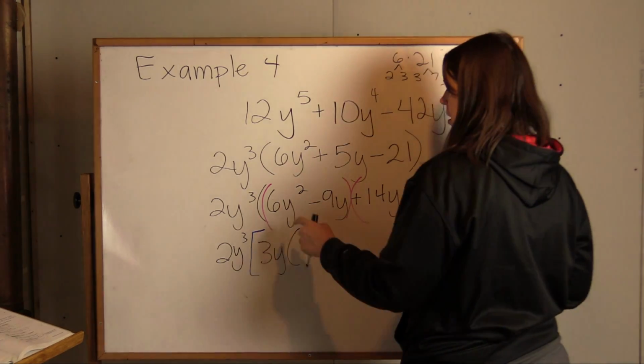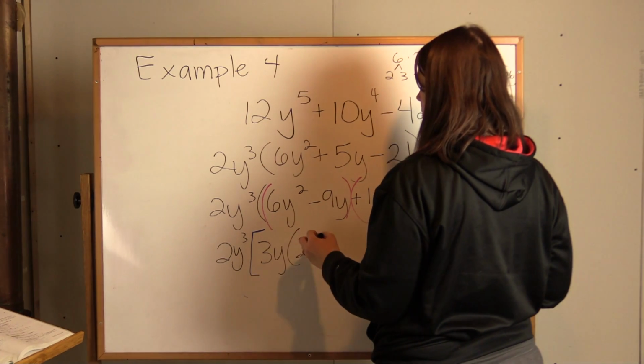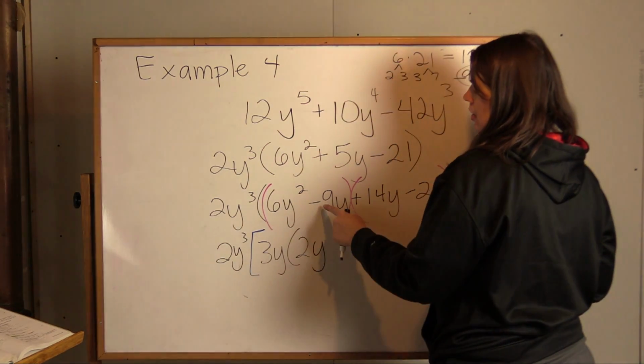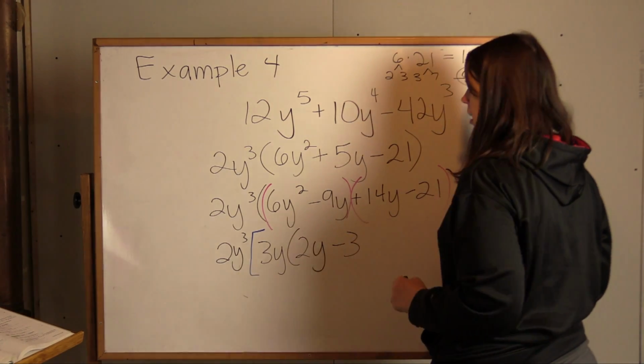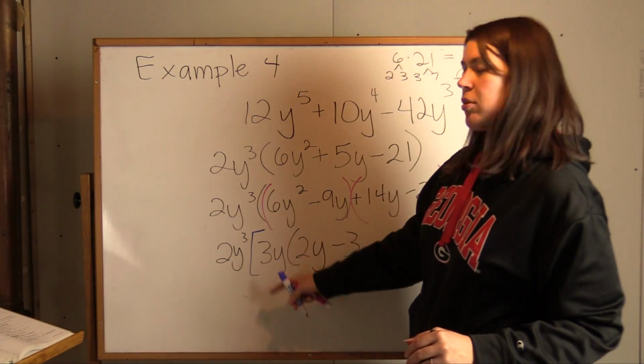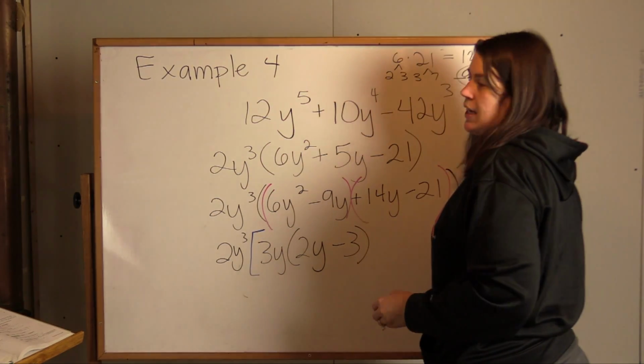Okay, so draw my parenthesis. What's left behind? Well, 6 divided by 3 is 2. Y squared, remove a y, I'm left with a y. 9 divided by 3 is 3. Notice I carried the negative. I had a y, I took away the y. Okay, so that one's done.